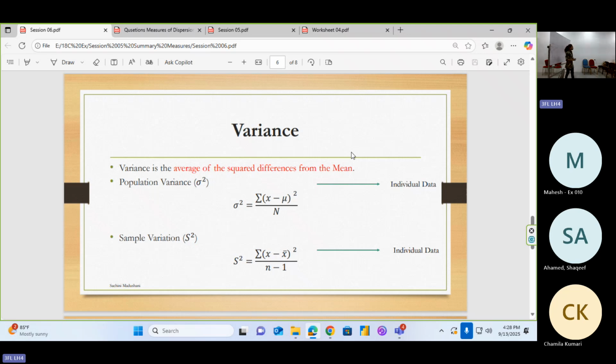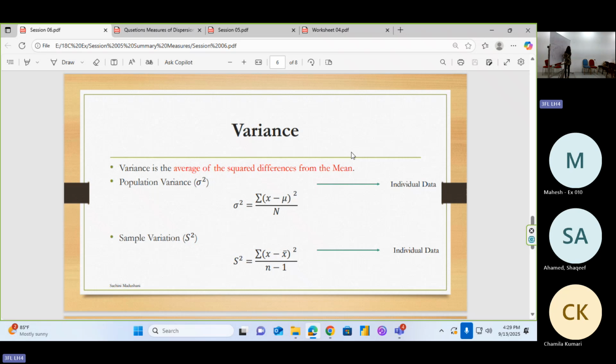Why take the square root? Here we consider the squared deviations. Square values are there. How can we minimize it? Take the square root, but which square root should we take? The positive square root.